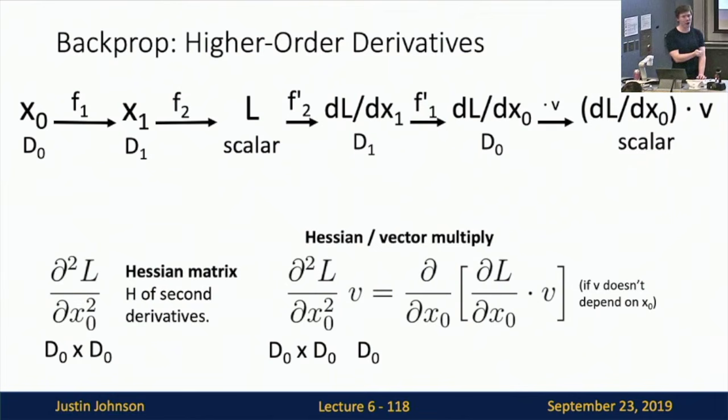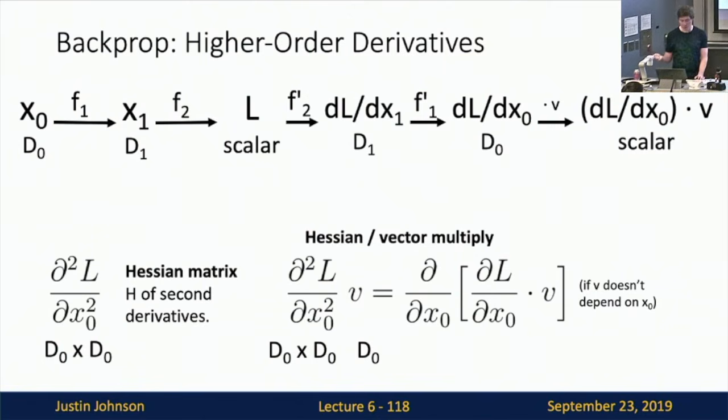So after we compute the loss, we use this function f2 prime to compute the gradient of the loss with respect to x1. We can use f1 prime to compute the gradient of the loss with respect to x0. These are the little backward functions implemented by the backward pass of the little f gates. And then we can implement this dot product as another node in the computational graph. This final output is going to be the inner product between the gradient, dL/dx0, and this vector that we've chosen, v.